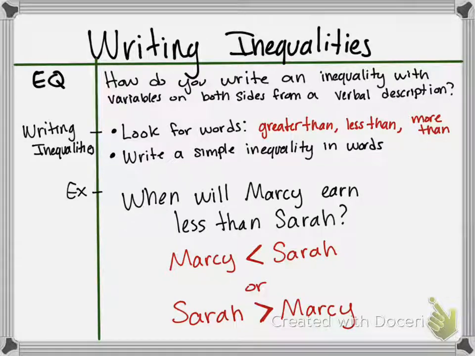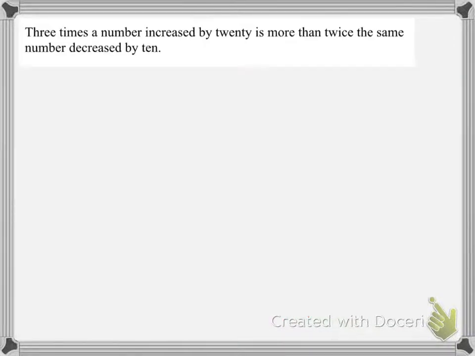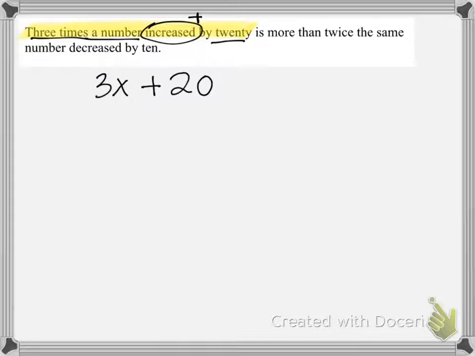Okay, so we're going to look at 4 word problems, and we're going to write out an inequality for each one of them. Okay, so first we're going to write this right here. 3 times a number increased by 20. So we have 3 times a number, so 3 times a number will be like this, 3x. Increase is going to be a plus, so we have a plus 20. So that is more than, and we know more than is another word for greater than, which is this symbol right here.